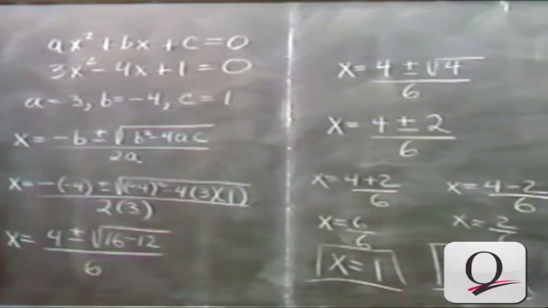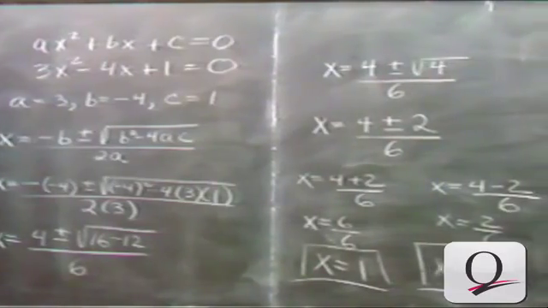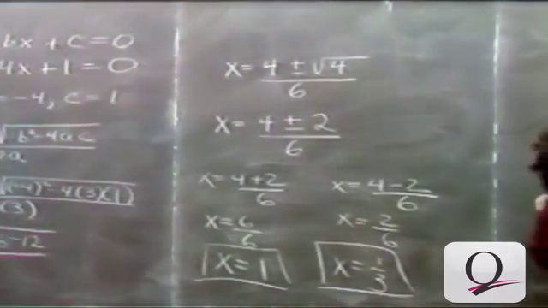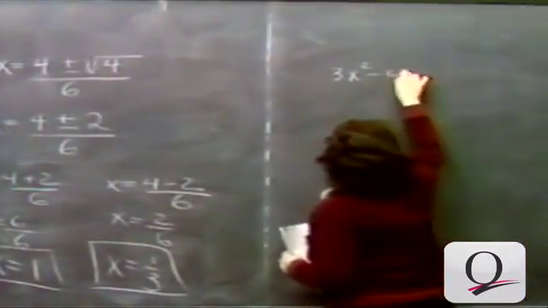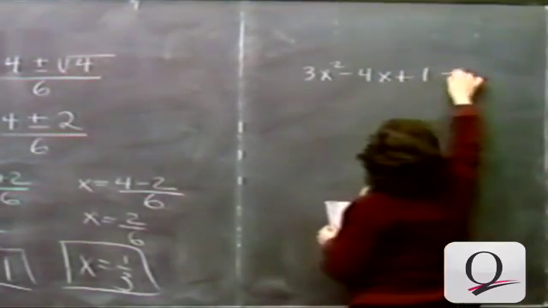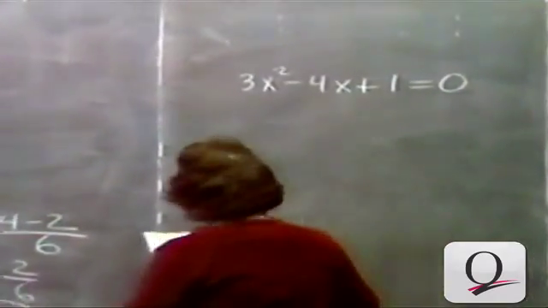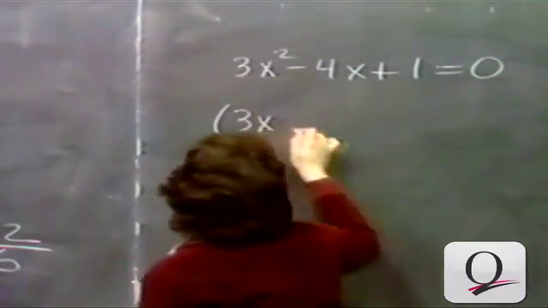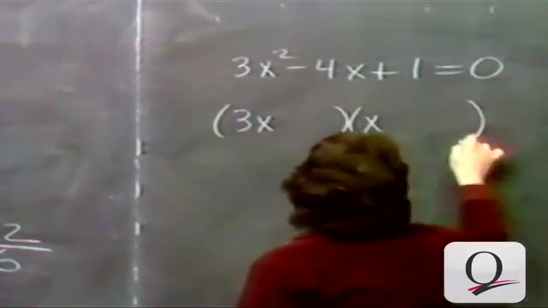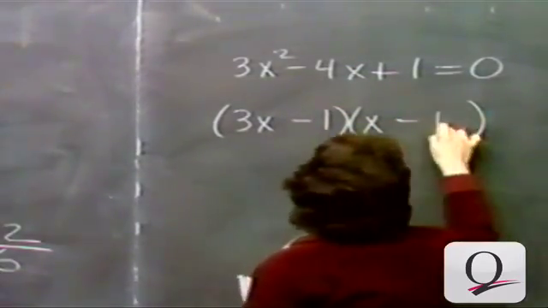A good idea usually is to try factoring first, and if factoring doesn't work, if the problem can't be factored, or if you can't factor it, then go on and do it by the quadratic formula. Okay, the example that we were working out was 3x squared minus 4x plus 1 equals 0. This factors very nicely into 3x minus 1 and x minus 1.